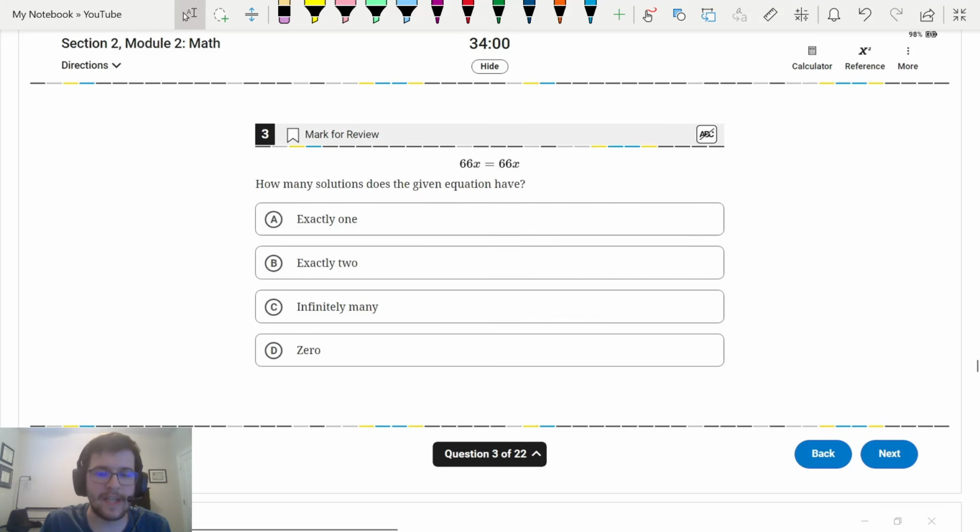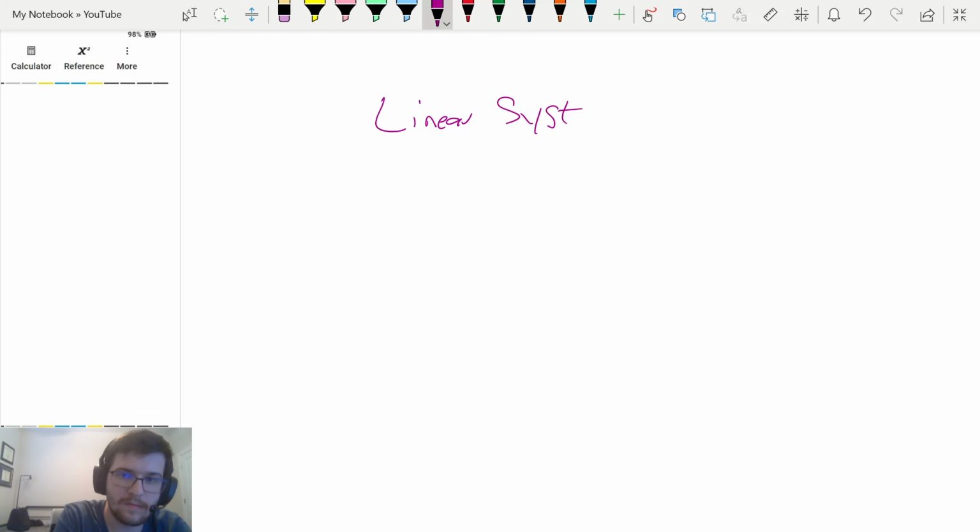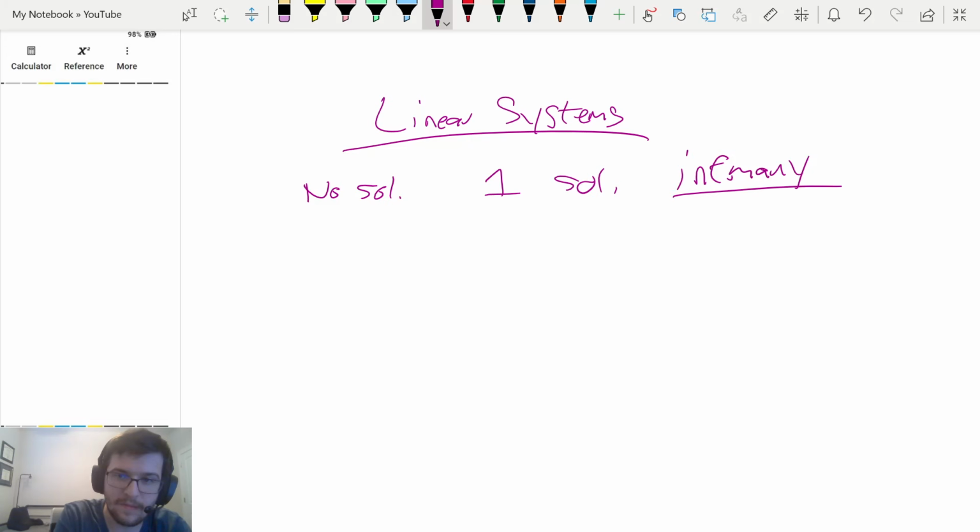All right. Anytime you have the exact same expression on both sides of the equation, it has infinitely many solutions. You could verify that for yourself by graphing both of them on Desmos. Quick thing you might want to know when you have linear systems in slope-intercept form: no solution, one solution, and infinitely many. I went over this in the last video briefly.